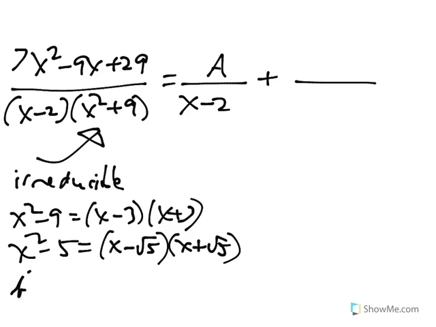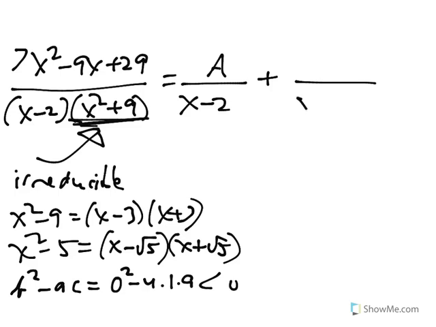If you want, you could work out the discriminant as b squared minus 4ac, which is 0 squared minus 4 times 1 times 9. It's less than 0. That's what's meant by irreducible quadratic. So we can't do anything with that. We're not allowed to use imaginary numbers in our factoring for this.